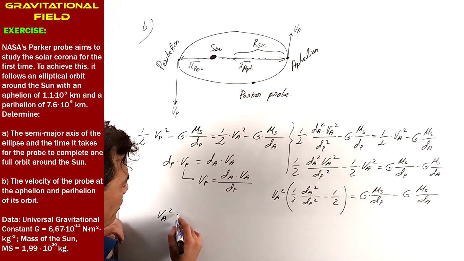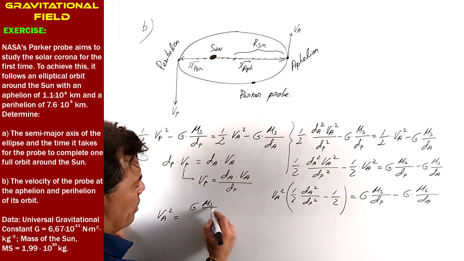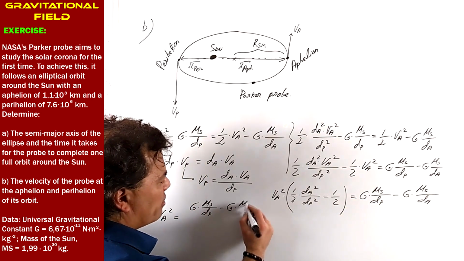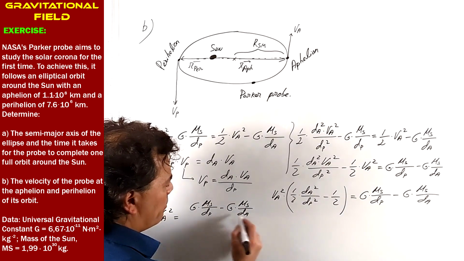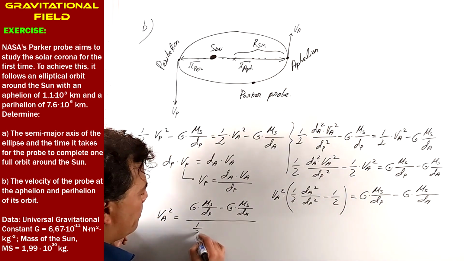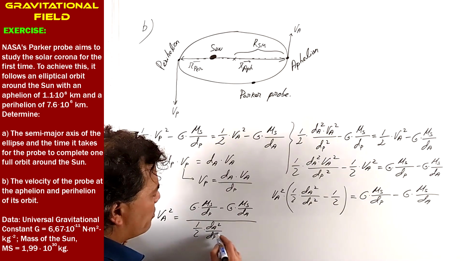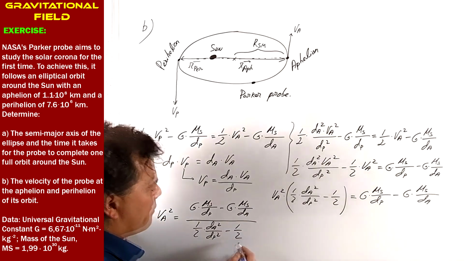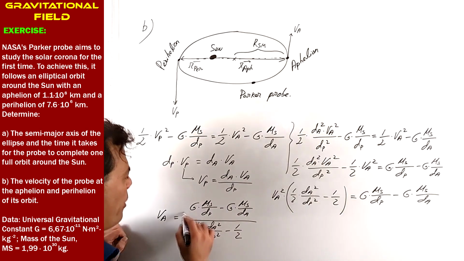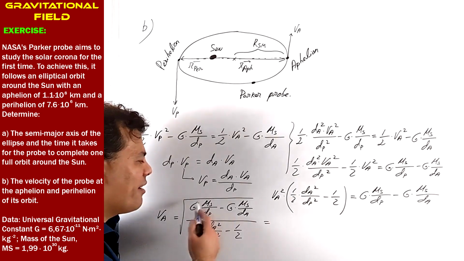Va squared equals G, the mass of the Sun, and the distance to the perihelion, minus G, the mass of the Sun, and the distance to the aphelion, over the parenthesis, 1/2 distance to the aphelion squared over distance to the perihelion squared, minus 1/2. And finally, square root.